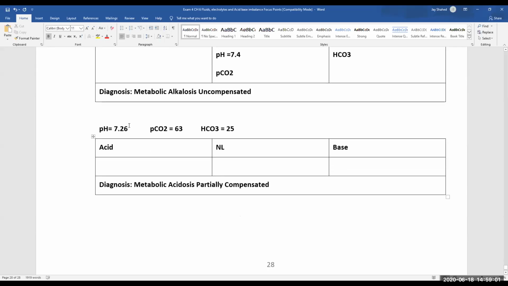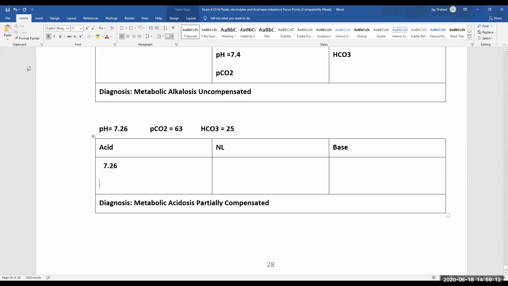All right, let's do this. So what do we got? Acid. And then normal. So in that case, it'd be respiratory acidosis, uncompensated. Did I get that right?